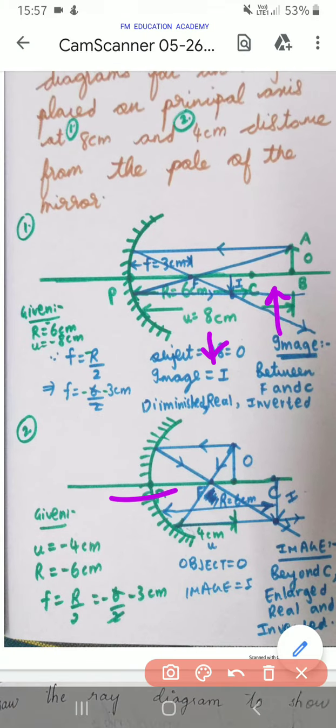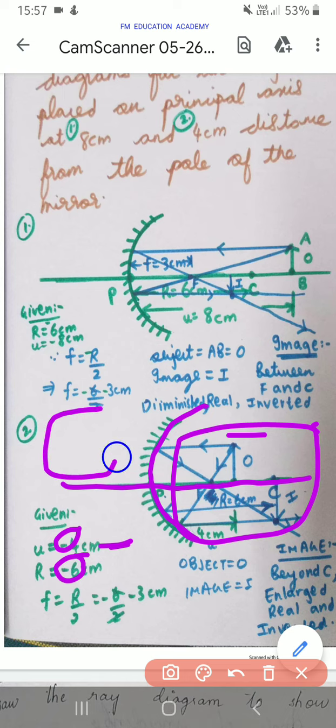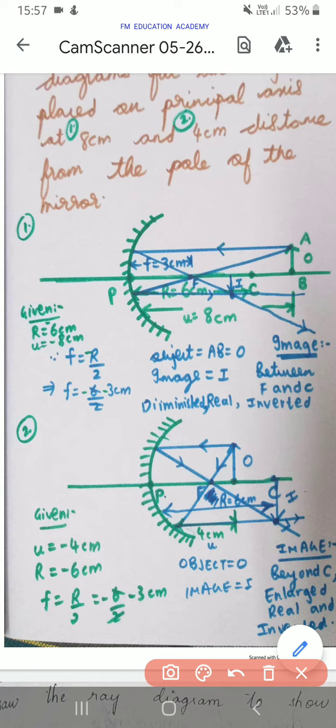Similarly, I'm drawing for this also, when the object is at 4 centimeter distance from the pole of the mirror. So here you can see that first draw the principal axis, then draw the concave mirror. Then it is telling u is equal to minus 4 centimeter here. Don't see the signs. Always in concave the object is on this side only. Only one case you have when the object is this side. As you saw in the previous slides, I have shown it. You have to learn all that.